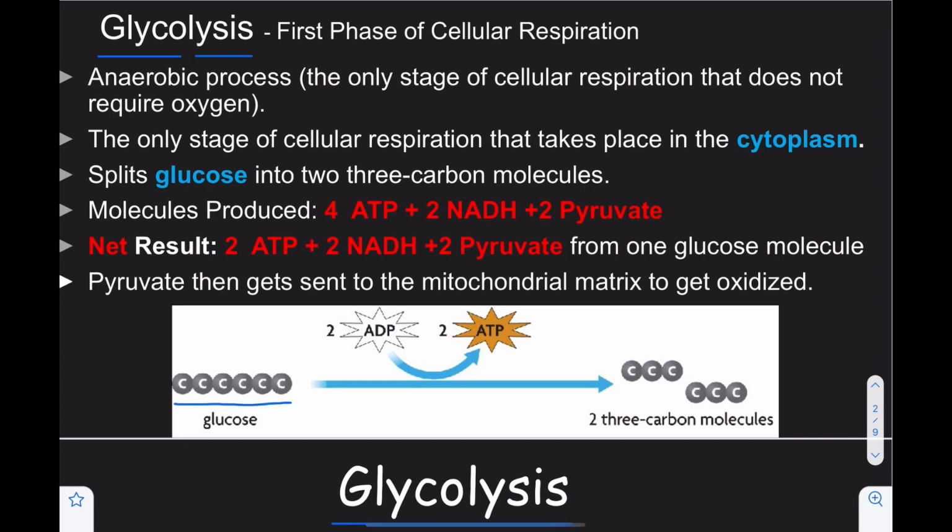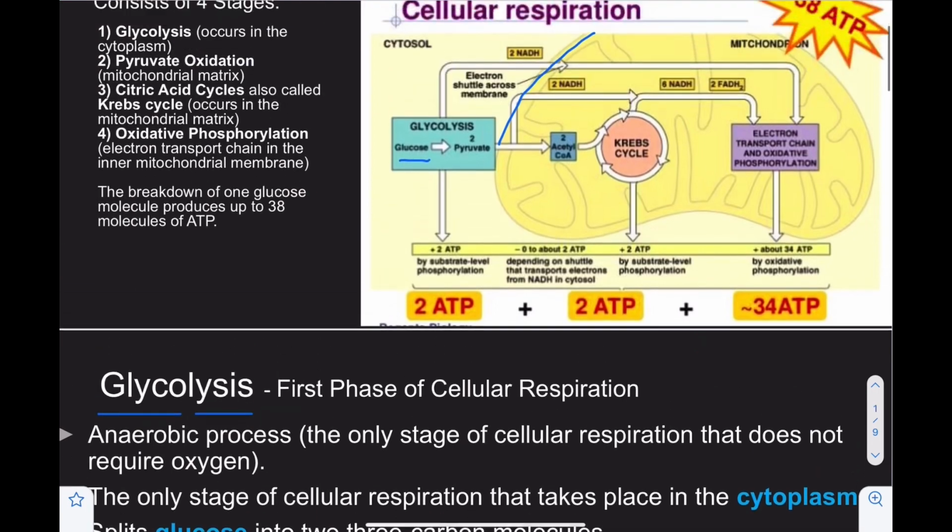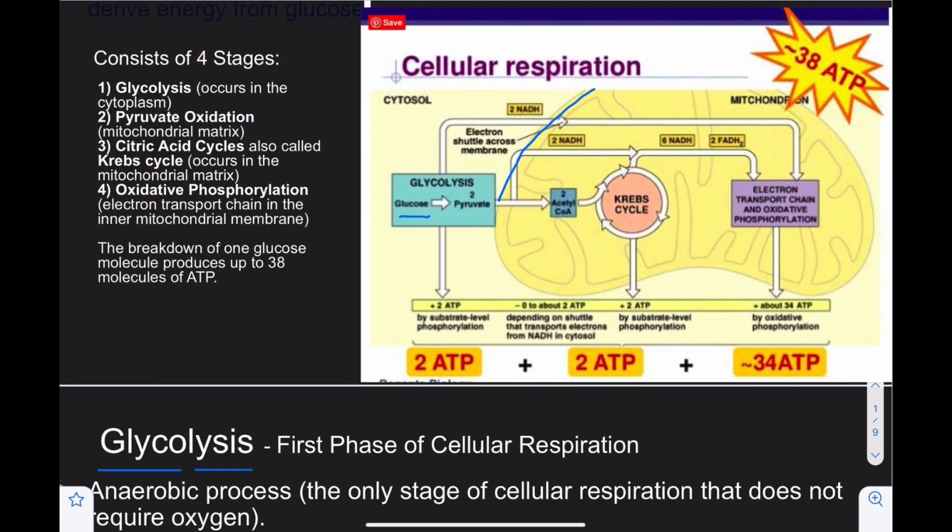As you see down here, you start with glucose, a 6-carbon molecule, which gets split in half to give you 2 3-carbon molecules. And it's the only stage of cellular respiration that takes place in the cytoplasm, mainly the cytosol, which is the liquidy part of the cytoplasm. Here at the left, you see glycolysis occurring. You have one glucose molecule, which gets converted to 2 pyruvate molecules, which are the 3-carbon molecules.